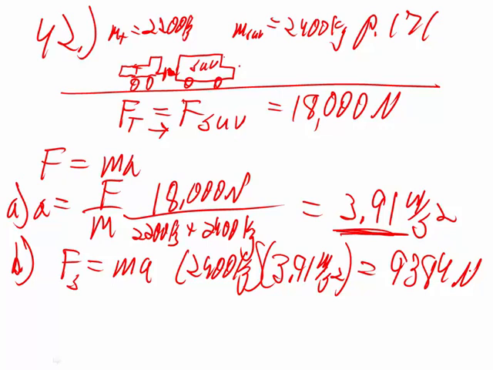Then what would the force of the truck be? Well, then the force of the truck would be 18,000 minus 9,384, and we get 8,616. So the force of the truck on the SUV would be 8,616, okay? Because when you add them both up, what do you get? You get 18,000, all right?